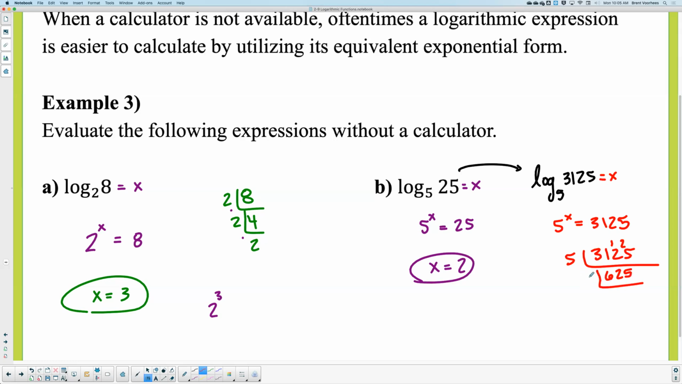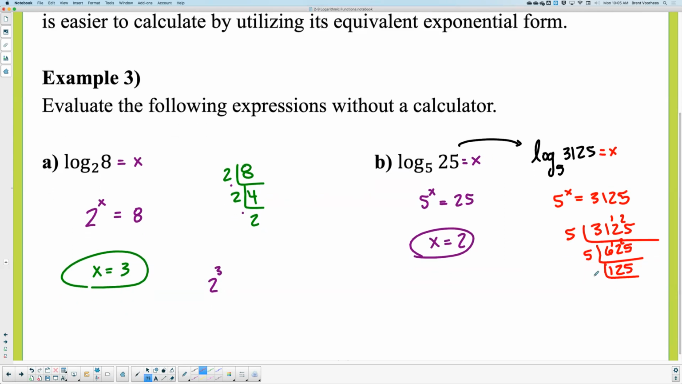All right, do it again. Can 5 go into 6? Yes. 1 time with a remainder of 1. Can 5 go into 12? Yes. How many times? Twice with the remainder of 2. Can 5 go into 25? 5 times. Do I stop there? No, because it's not a base of 5. You just try to get all 5.